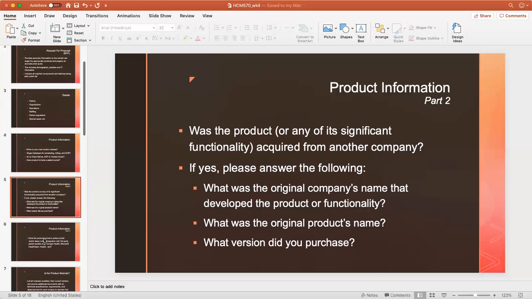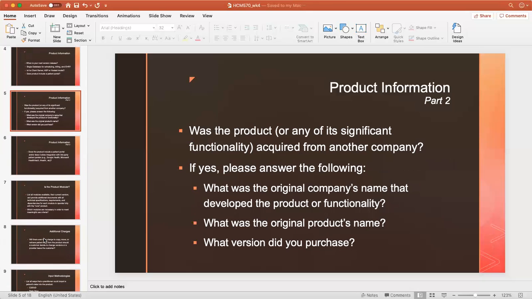All right. So next, was the product or any of its significant functionality acquired from another company? You need to ask this question. They will not necessarily volunteer it. And if it is yes, you need to investigate this, because, again, you do not want jury-rigged systems. You want systems that were born together.